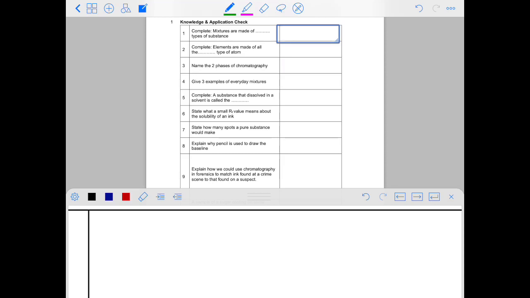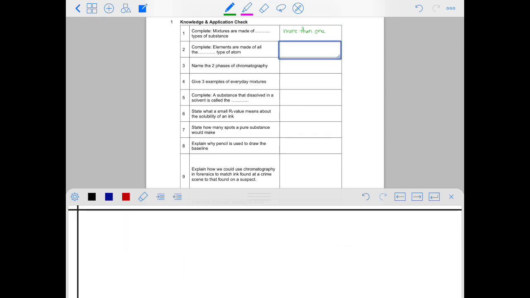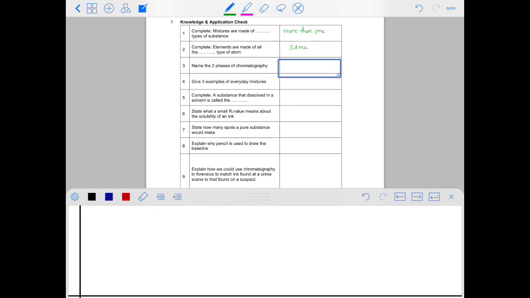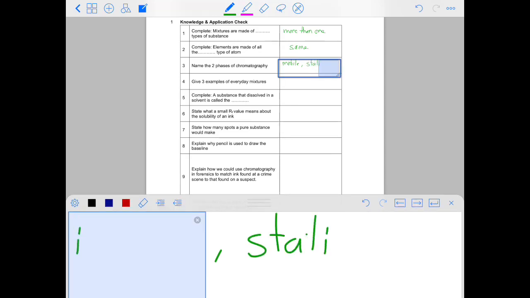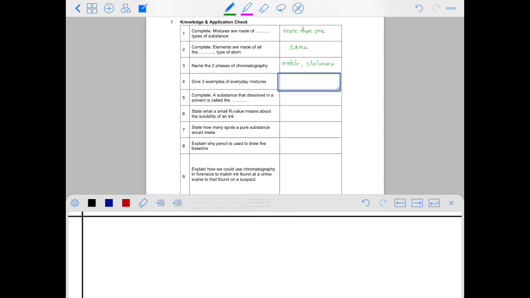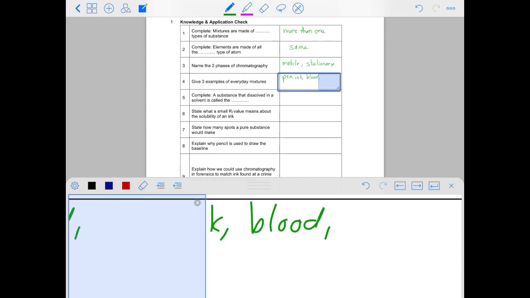So mixtures are made up of more than one type of substance. Elements are made up of all of the same type of atom. The two phases, we have the mobile phase and the stationary phase. Three examples of everyday mixtures. There's all kinds of different things you could do there. The three that we talked about in the booklet were pen ink, blood, and rock salt.